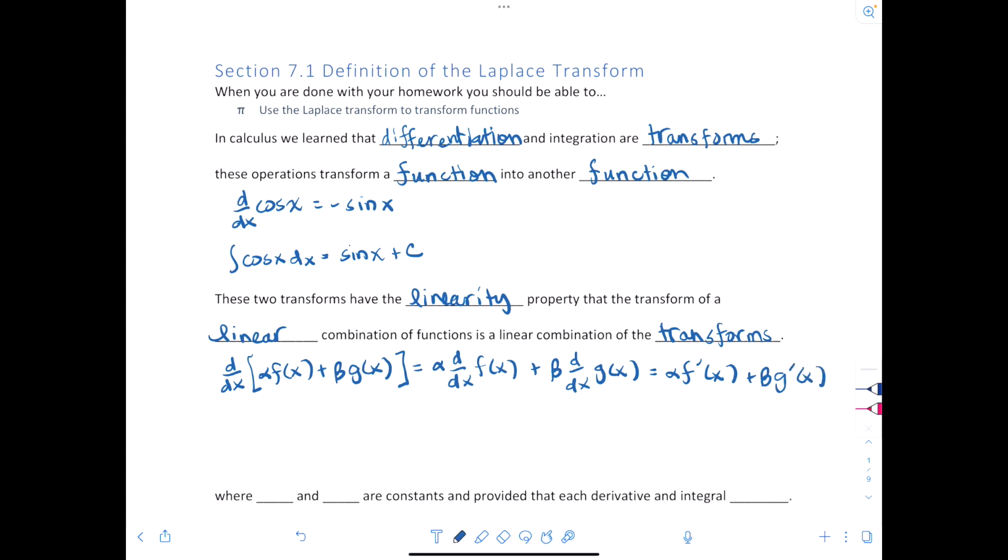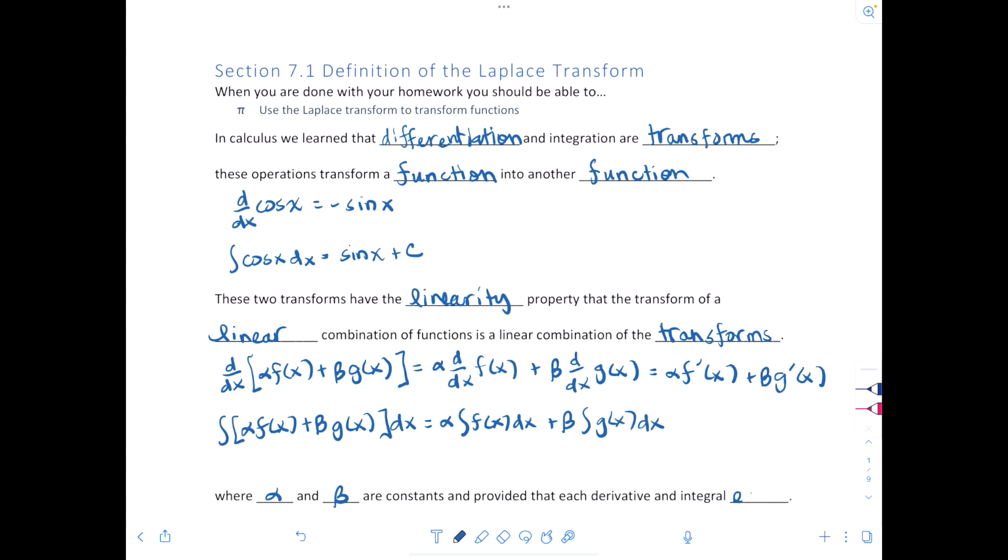Groovy? And now, if you look at the integral of alpha times f of x plus beta times g of x, all with respect to x, we would have alpha times the integral of f of x dx plus beta times the integral of g of x with respect to x. All right. And where alpha and beta are constants, and provided that each derivative and integral exists.